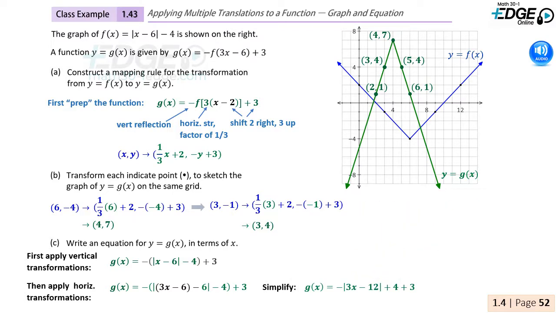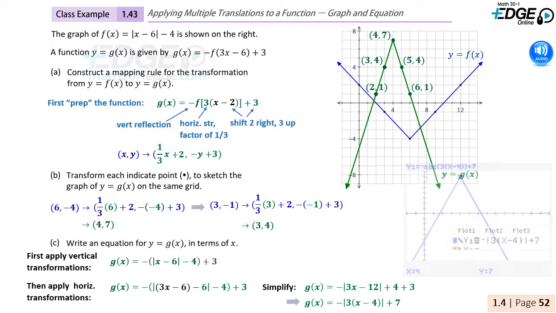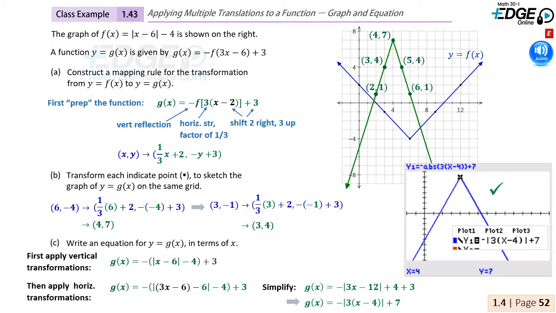As we simplify what is inside the absolute value brackets, we get 3x minus 12. As we distribute the negative sign both in front of the absolute value brackets and to the negative 4, we get a plus 4, which adds to the 3 to give us a 7. We can confirm using our graphing calculator that this form in terms of x will generate the same graph we've seen that we drew above.